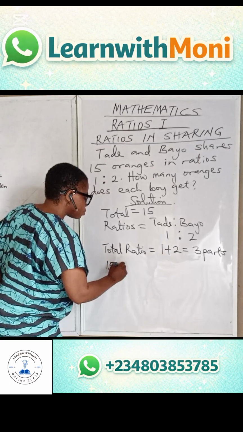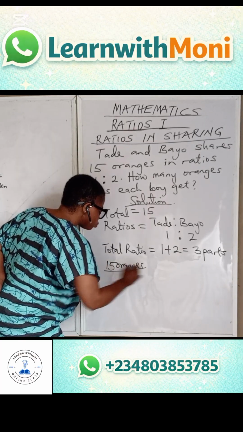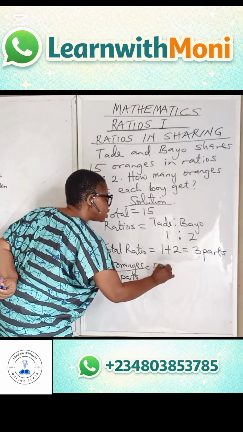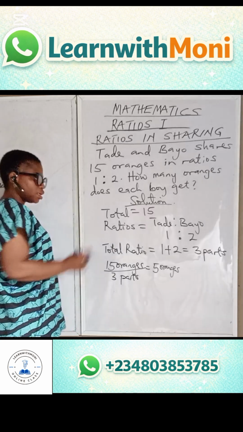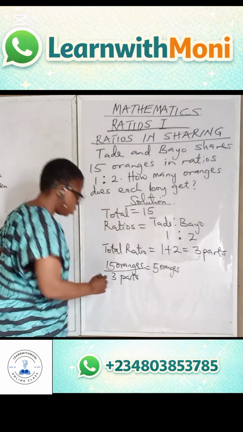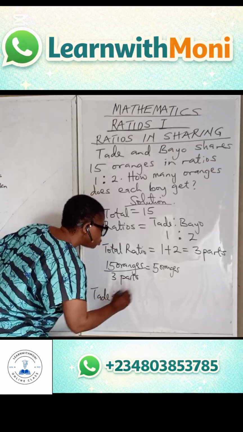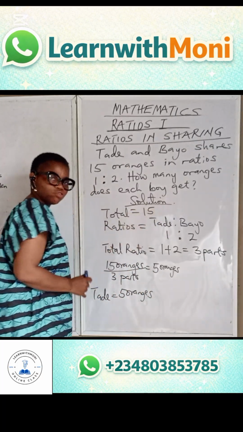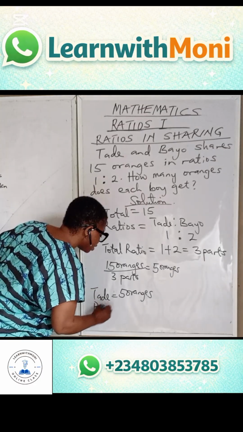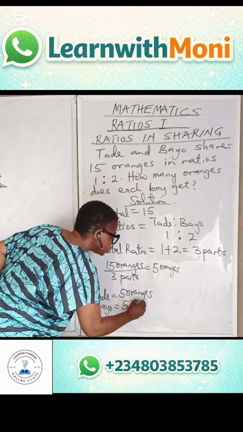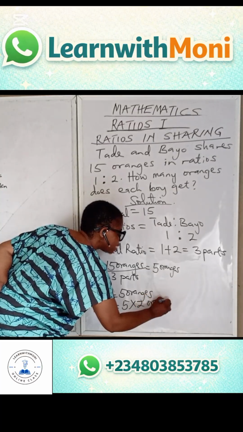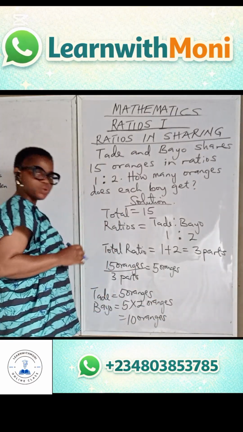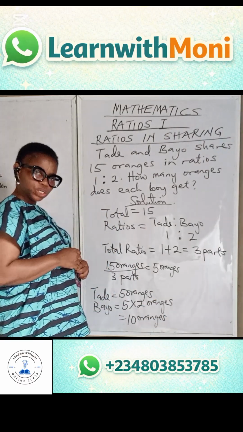15 oranges. When we share it into 3 parts, that means we have 5 oranges in each part. Tade is taking a ratio of 1. That means Tade takes 1 portion, which is 5 oranges. And Bayo is taking 2 portions. Bayo is going to be taking 5 oranges times 2. That means Bayo is taking 10 oranges. That is a simple application of ratio.